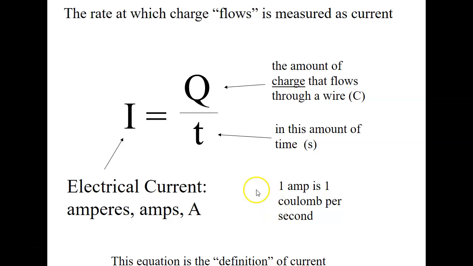So electrical current is the rate of charge flow, basically. So it's the amount of charge that flows through whatever conducting material there is divided by the time. Okay, the symbol for electric current is I.